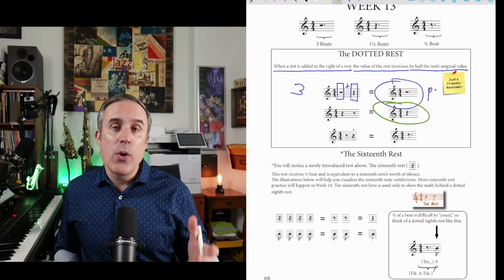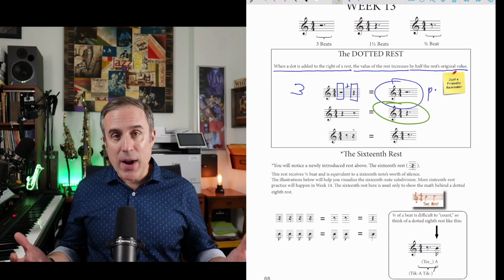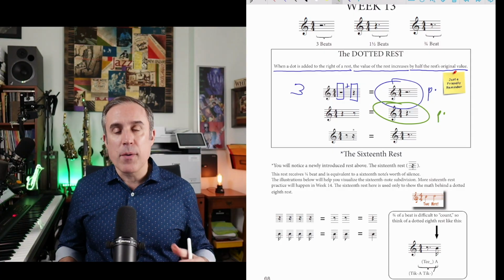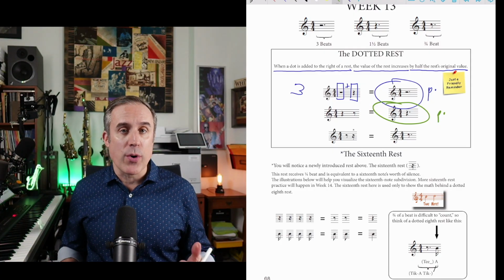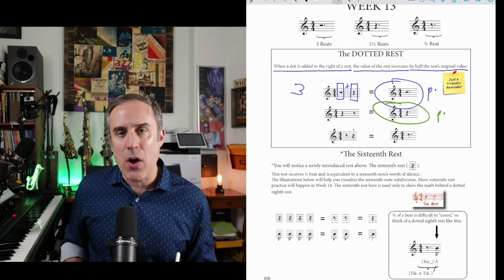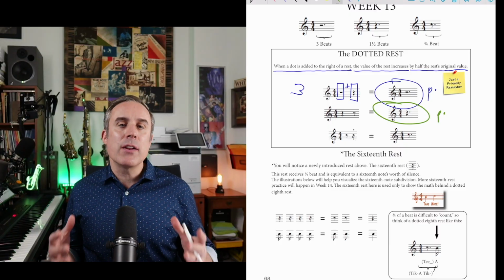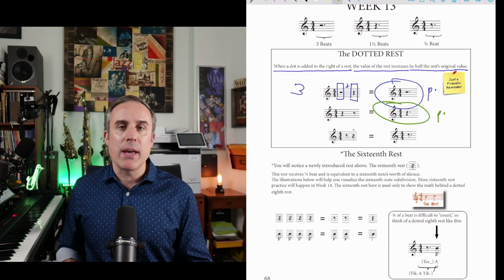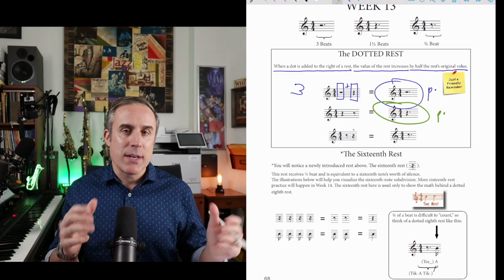Let's now move on to the dotted quarter rest right here, and I'll circle that one in green. The note equivalent to a dotted quarter rest, of course, is a dotted quarter note. And we know from previous videos that a dotted quarter note is 1.5 beats long. Well, guess what? A dotted quarter rest is also 1.5 beats long. The difference being sound versus silence.